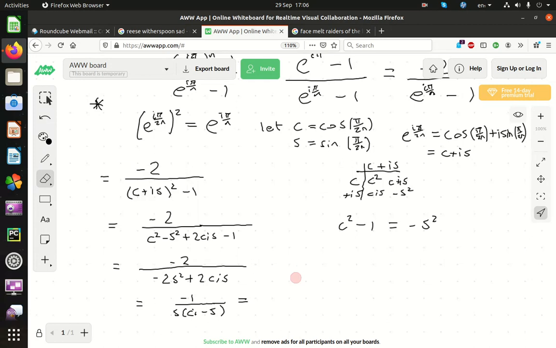Because there's only one thing I can do now. I've got an irrational denominator, and I don't like irrational denominators. Sorry, rational? What am I saying? I've got an unreal denominator. I've got a denominator with i in it, and I prefer i in the numerator, particularly when I'm trying to show it's 1 plus i cot pi over 2n. So all I'm going to do now is multiply top and bottom by ci plus s.